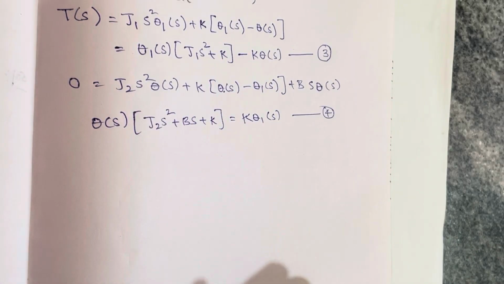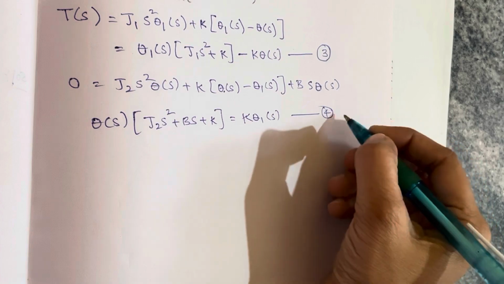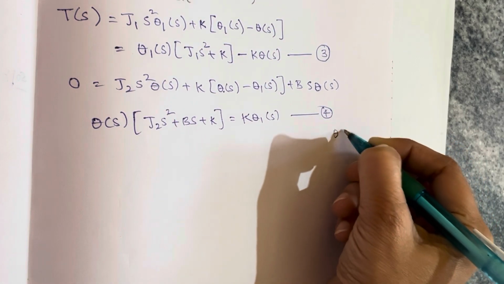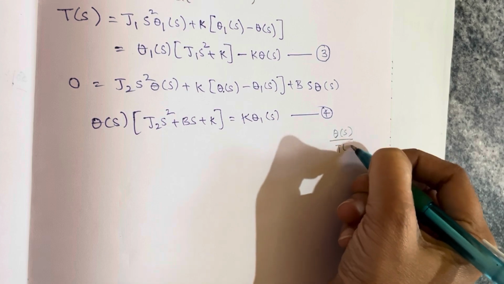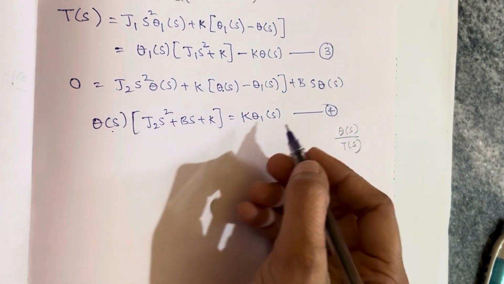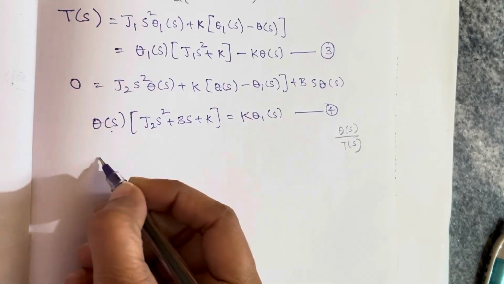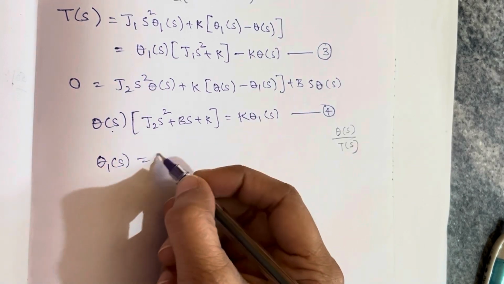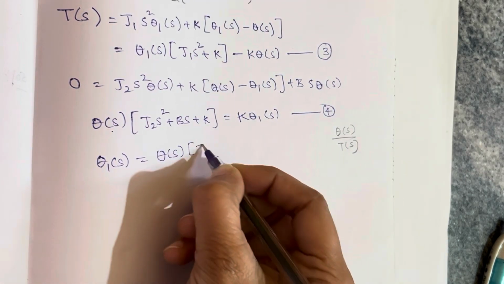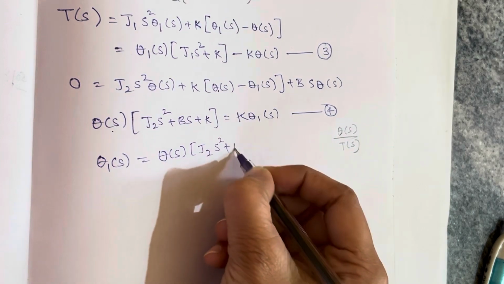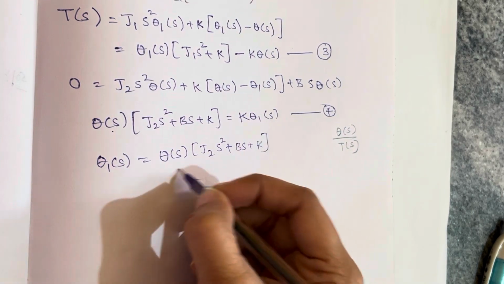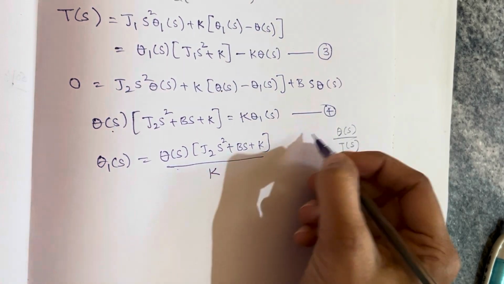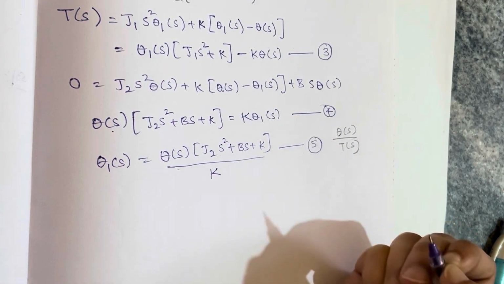Everybody knows that the transfer function is given as the Laplace transform of output by the Laplace transform of input. That is, in our problem we have theta of s by T of s. From this fourth equation, I am writing theta 1 of s equals theta of s into (J2 s square plus bs plus k) by k. Let me assume this as our equation number 5.